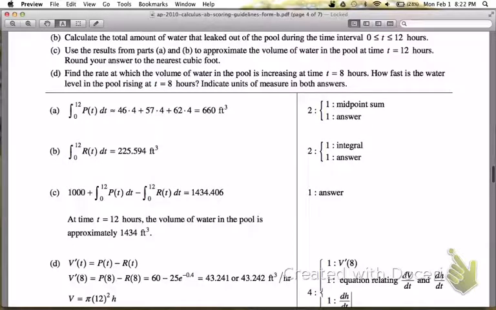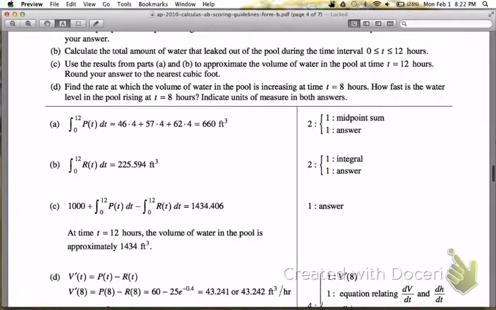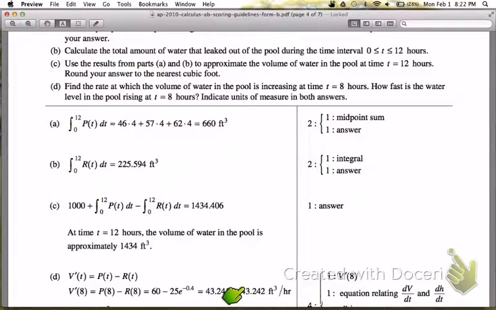All right, so you get 1 point for finding V prime of 8. If you can correctly figure that out, you get 1 point. So whoop-de-doo, I guess that's not that big of a deal. But, I mean, it is a big deal, but I was hoping it would give us more. So you get 1 point for getting that answer.